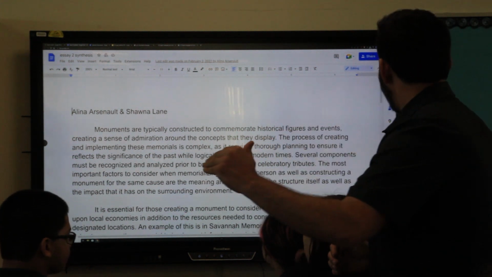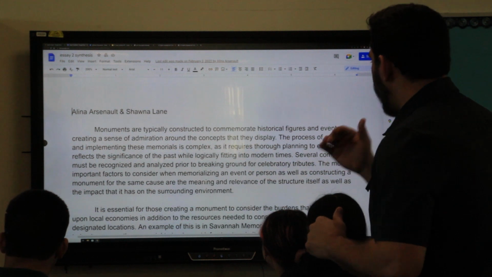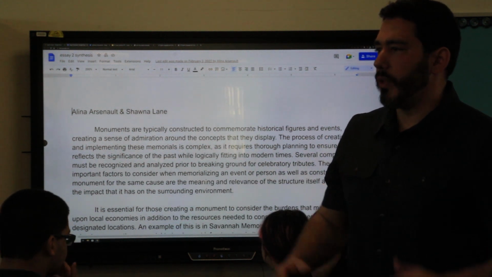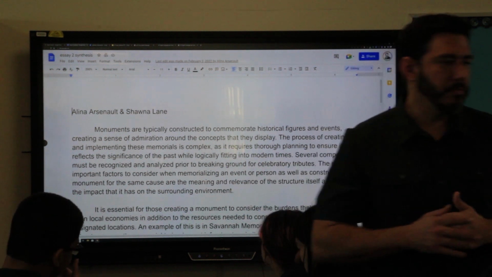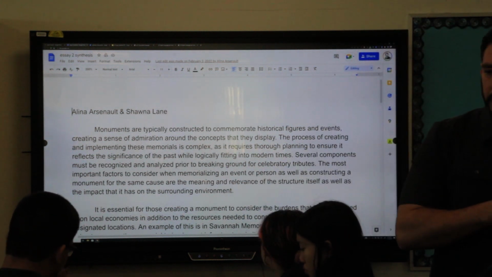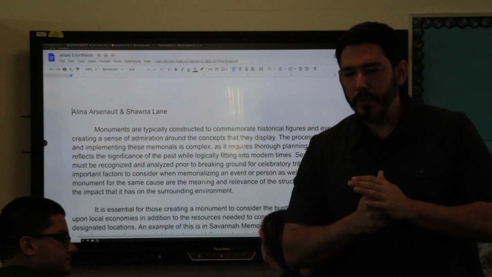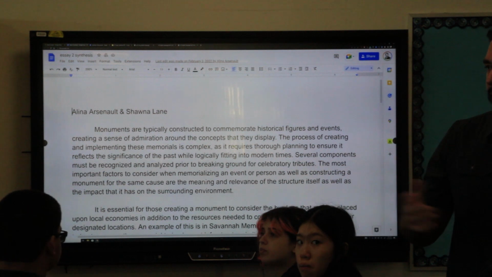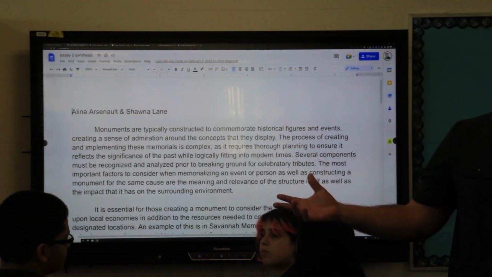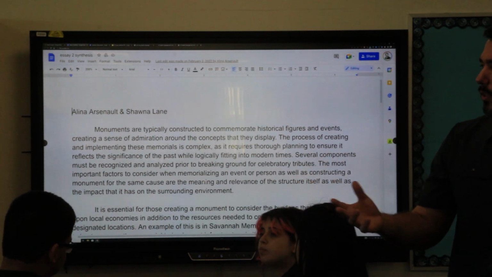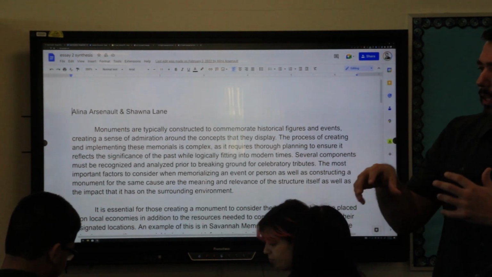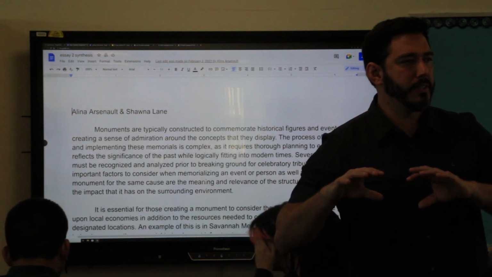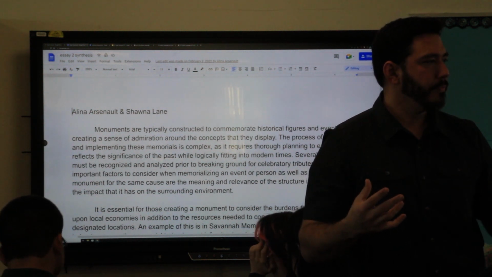The first body is the relevance of the structure, and the second body is the impact that it has in the surrounding environment. Right? Because when you create, let's say, I don't know, the Korean memorial or the Vietnam memorial, they have an impact on their environment because they're large. Lincoln as well. You have to consider the immediate impact that the memorial itself or the monument is going to have on its surrounding environment, right?